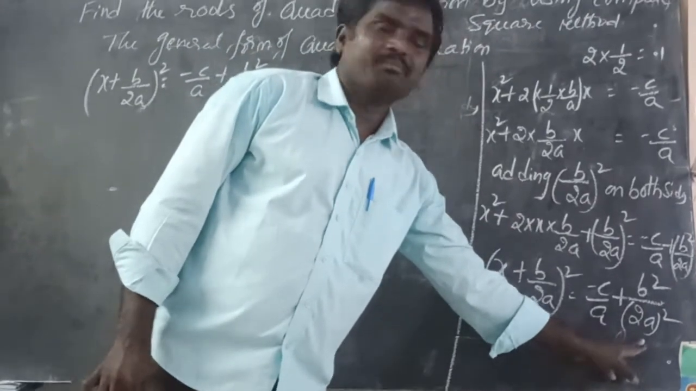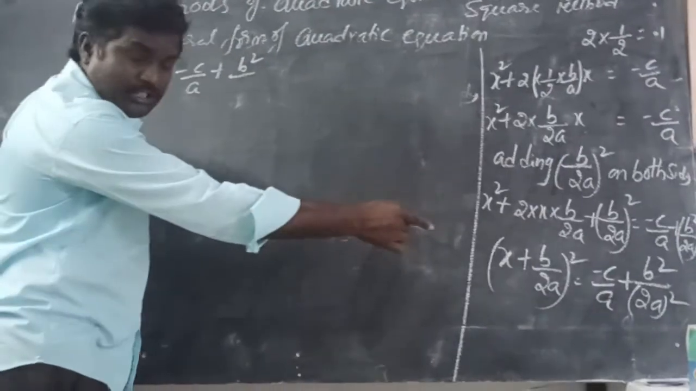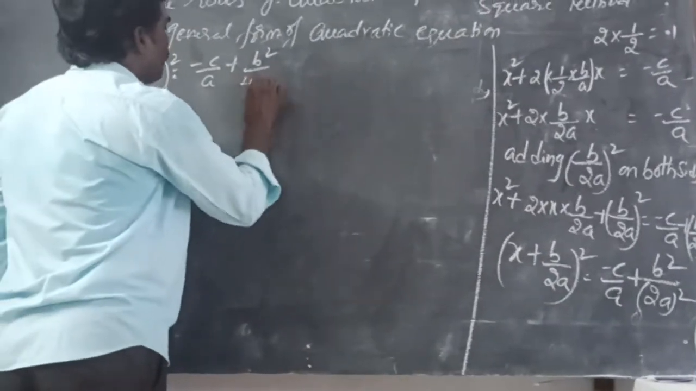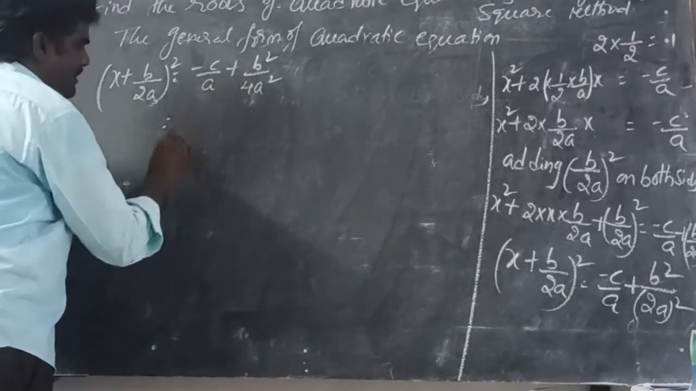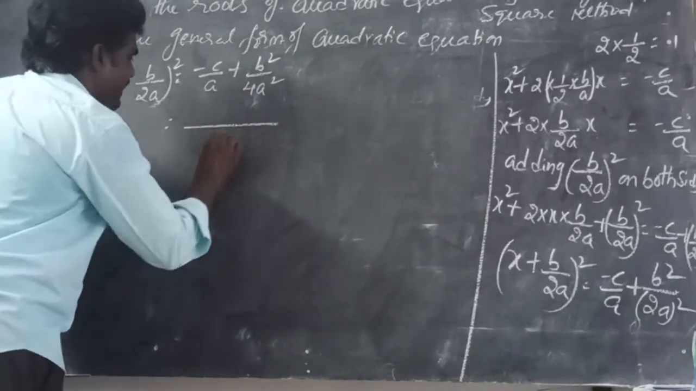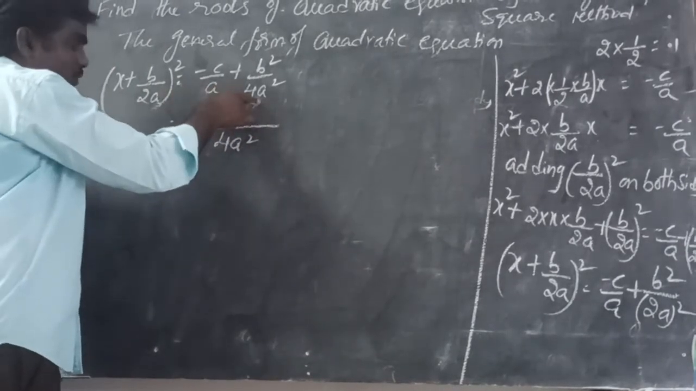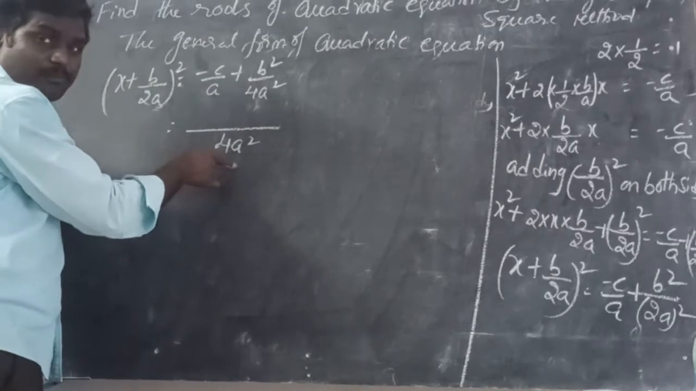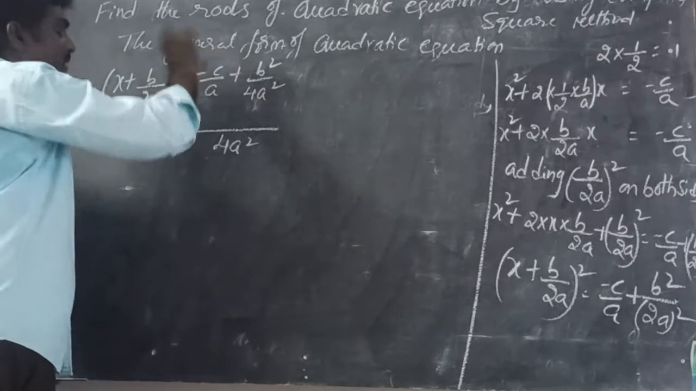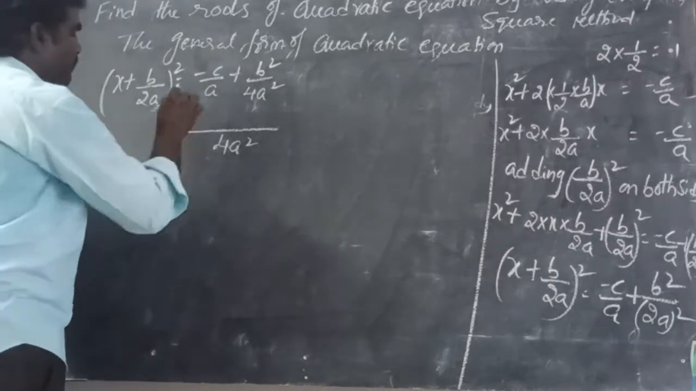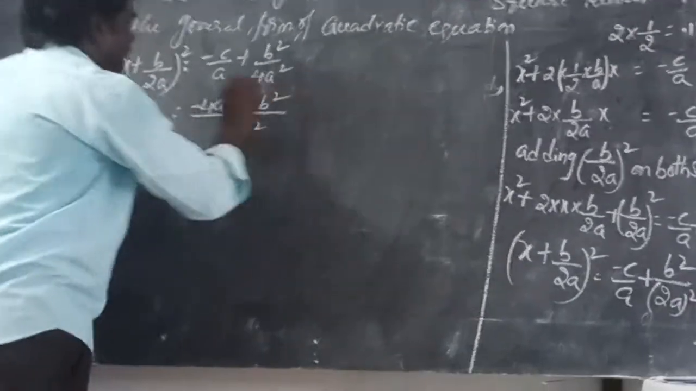ab whole power m is a power m into b power m. That is 2 square into a square. 2 square is how much? 4a square. Now take the LCM of these two fractions. When you take the LCM, what is there? 4a square. Here we take the LCM of a and 4a square. What is the LCM? 4a square. Okay. Here which term can we multiply? This term becomes 4a square. That means we multiply by 4a. So that is minus 4ac plus b square.